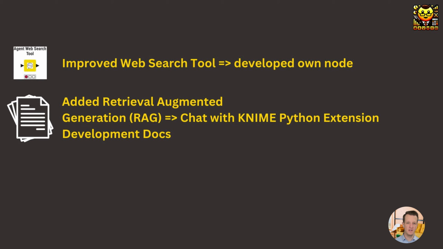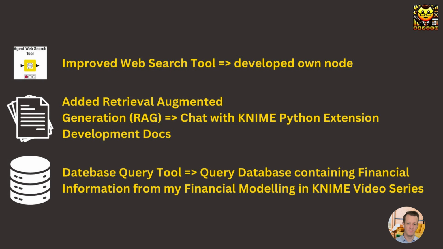The next tool is a database query tool. So this tool allows an agent to extract information from a database based on natural language questions. And to demonstrate this, I've tapped into the data that was generated during my financial modeling in KNIME series.